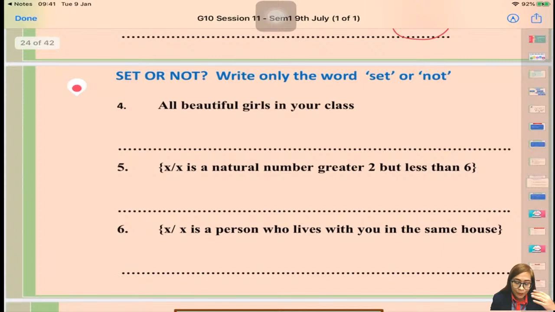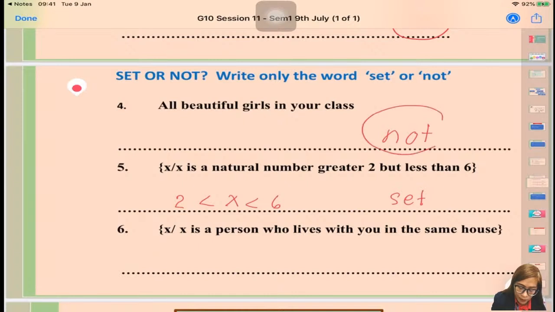Next is this. Number 4, all the beautiful girls in your class. Set or not? Okay, the answer is not. Okay, how about the set of all x such that x is a natural number greater than 2 but less than 6? So what are the numbers greater than 2 but less than 6? So it will be x is between 2 and 6. So this is considered a set because this is a well-defined collection.